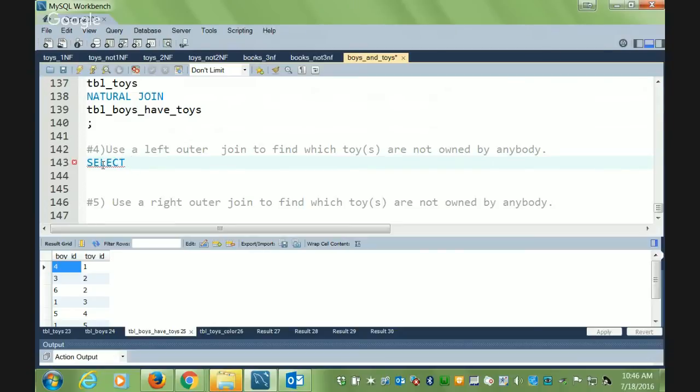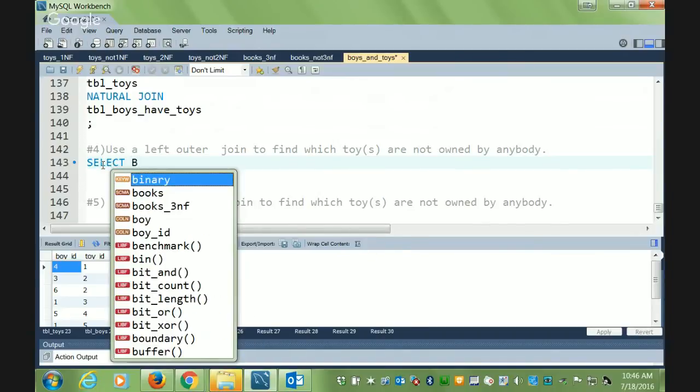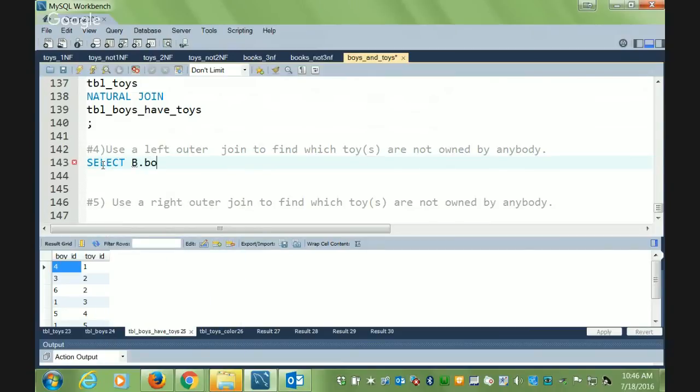Okay, so let's do a left outer join to find a boy who doesn't have a toy. Now I'm trying to write something new for you. Just follow me, to make life a little easy. I'll tell you why it makes it a little easy. Now, what's this B dot? Give me a minute. Let me just complete it.